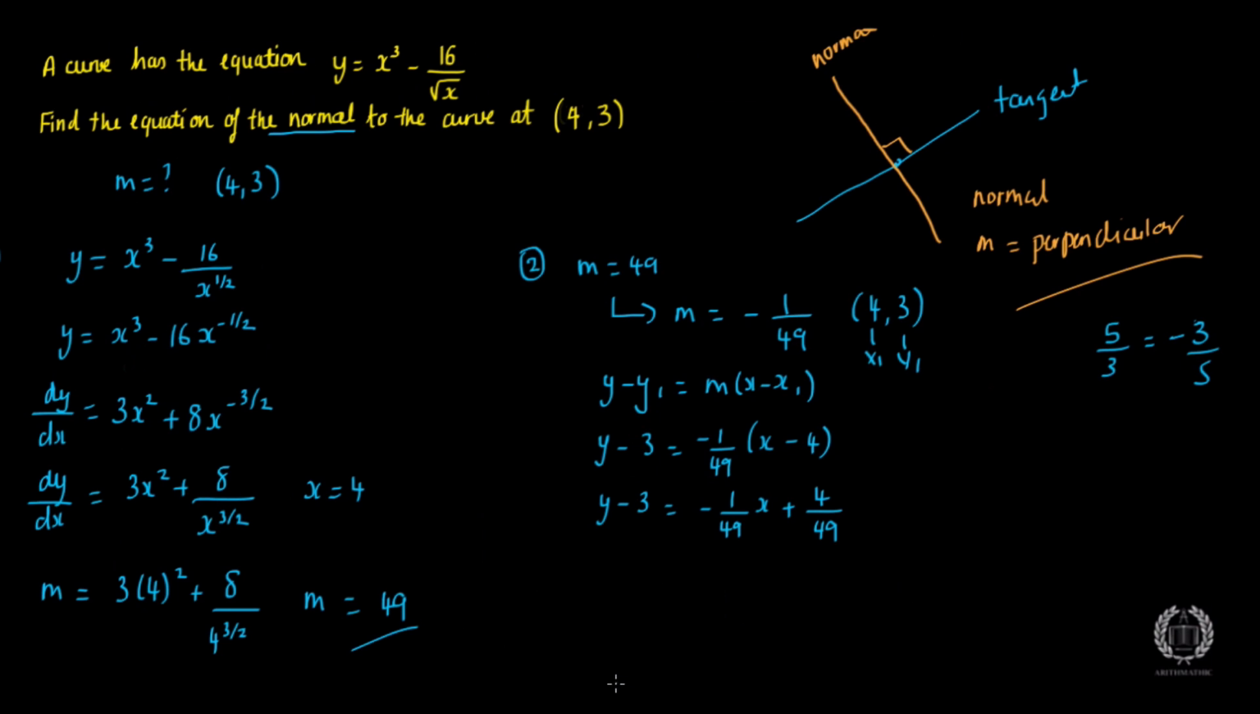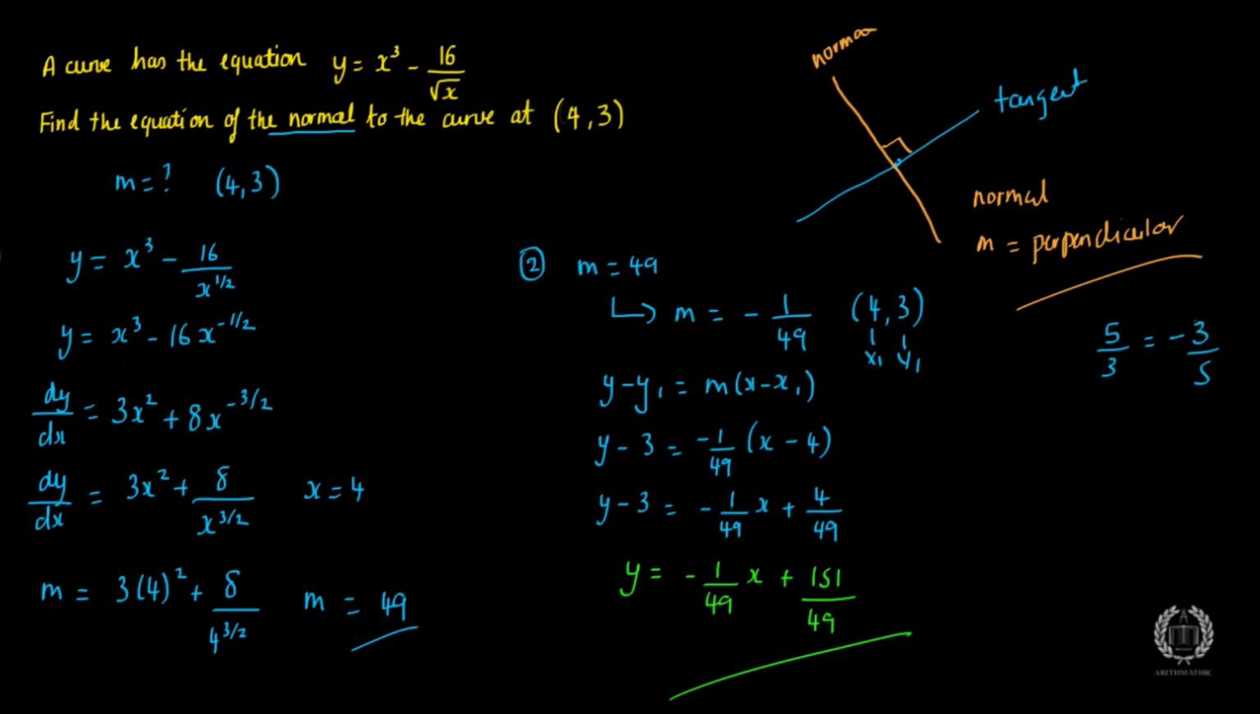Now, if you bring minus 3 to the other side, what would that become? That would become plus 3. Okay, so if you add that, you can use your calculator, by the way, to solve this, so you don't have to do this mentally. Your final answer then would be y equals minus 1 over 49x, and if you bring 3 to the other side and you add that, that's going to give you 151 over 49. And that is how you find the equation of a normal.